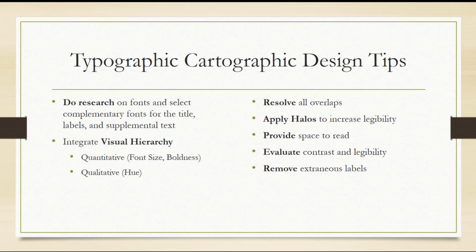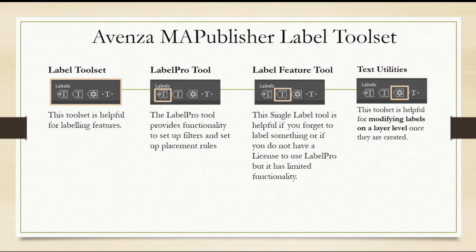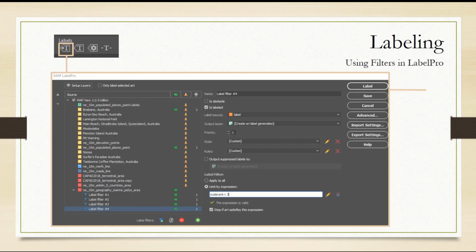From a cartographic design perspective, text and typography are a key component of producing an effective map product. Research on fonts and selecting complementary fonts for the title, labels, and supplemental text can enhance a map considerably. With all of the symbology created, I have the framework to use the MAPublisher labeling toolset to specify font type, size, color, and set up placement rules that will reduce conflicts in relation to the dynamics of the existing peripheral symbology. LabelPro is the main tool that I use from the label toolset. While this functionality requires additional licensing, the time it saves is well worth the investment.